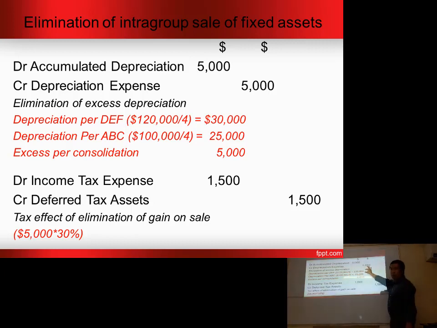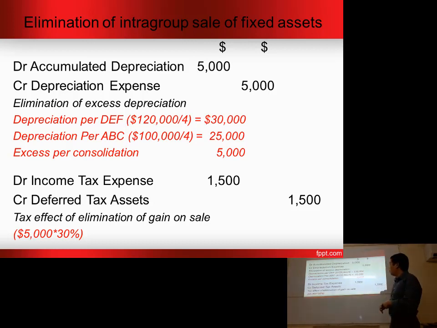This is the recorded depreciation per DEF, who is now the holder of the equipment. But for ABC, if it continued the depreciation, the recorded depreciation should only be $25,000. Only $25,000. So the difference between these two will be $5,000. That is the excess depreciation when you consolidate the report, again, as if ABC didn't sell the equipment.